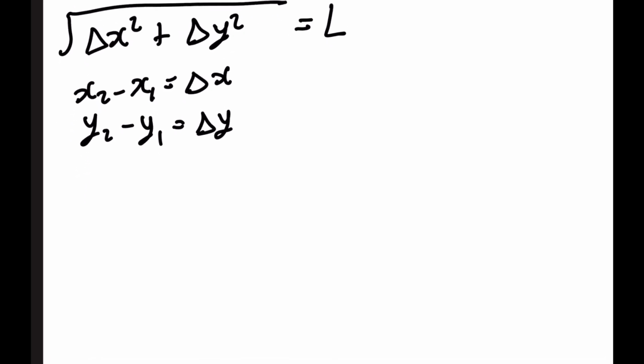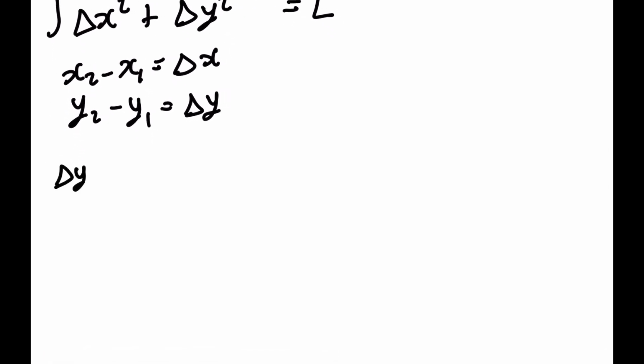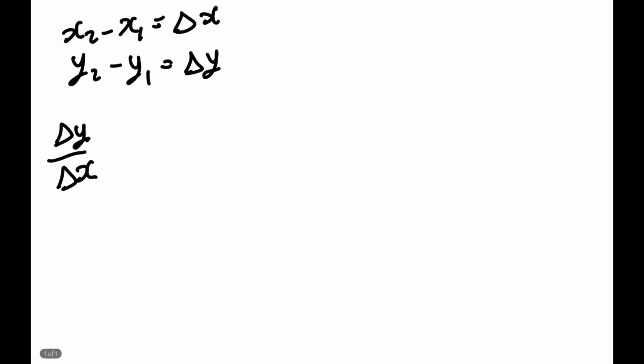Now, finding the gradient of a line, you can just do delta y over delta x. Also, tan theta is equal to the gradient m if you have a line like this with an angle to the horizontal theta.